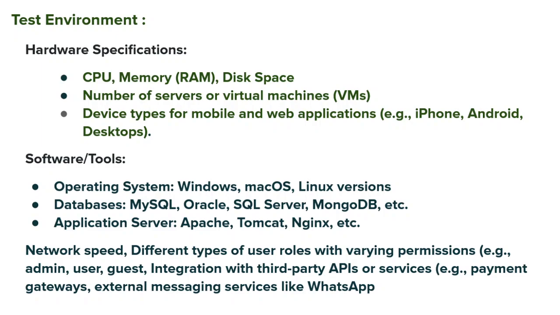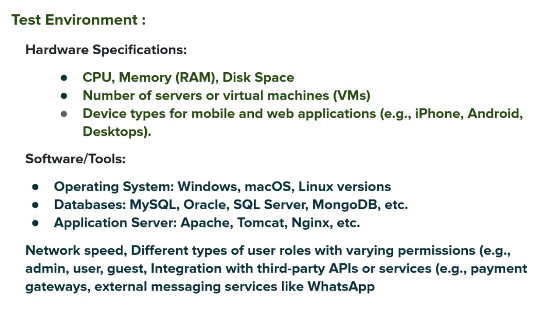For example, some virtual machines can have different memory allocation. Some can have more hard disk storage. So all these combinations of different specifications we can have on virtual machines as well. Different device types like mobile, web application. For a mobile application, what test environment do we need? For mobile applications, we need different types of mobile devices with different operating systems like iPhone, Android, desktop, etc. So this comes under the hardware specifications.